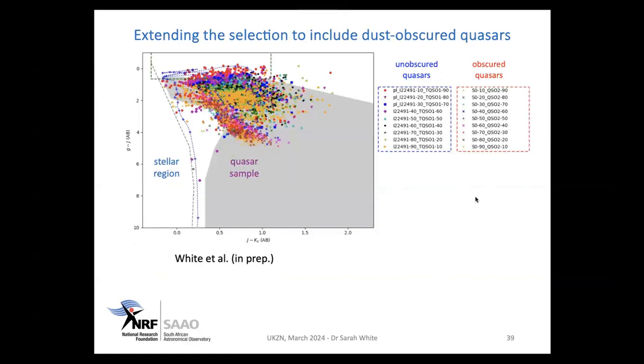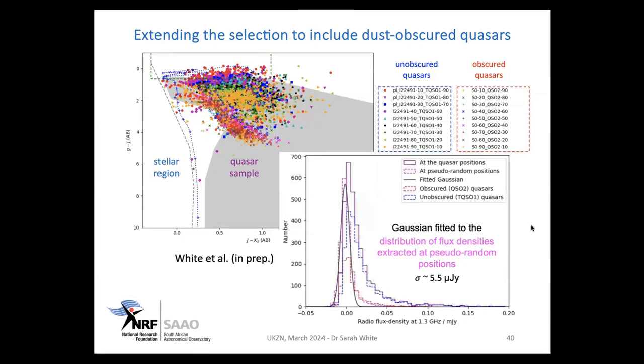Right, so extending this work further, we have relaxed the criterion that these quasars should lie in this area of optical near-infrared color space. And by removing that criterion, it means that we're not just looking at unobscured quasars. So those are the sources where we don't have the dusty torus along our line of sight. We're also including obscured quasars. And here we have a histogram that shows the radio flux density measurements for those obscured quasars and unobscured quasars.